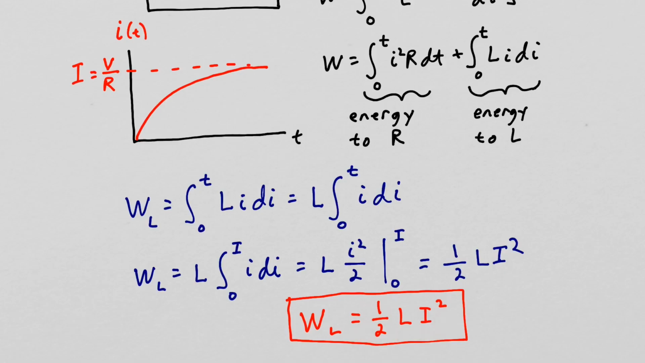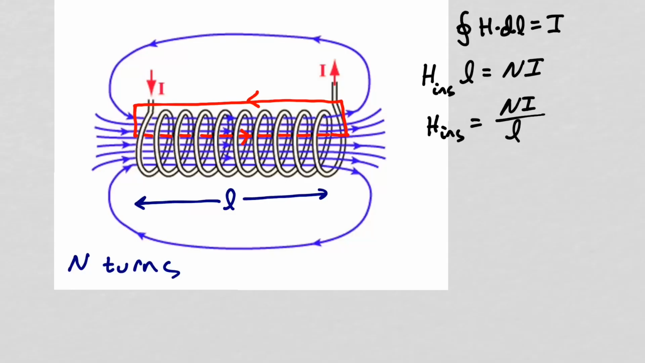Previously, we found the inductance of a coil of length L with N turns. Just to remind us, we applied Ampere's circuit law and we used an Amperian loop that went down the center of our coil. So the integral of H dot dl was H inside times L because we get negligible contribution to the integral of H dot dl on these three sides. And it was equal to the total current enclosed, which was the number of turns of our coil times the current flowing through our coil.